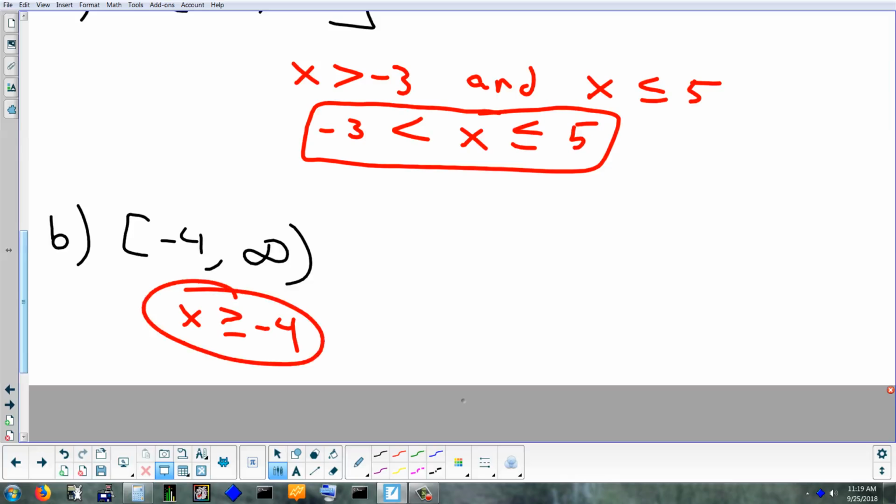That's it. Right? So the only time you have the conjunction is when it's a bounded interval. When it's unbounded, there's no conjunction. That's actually the simpler inequality. Okay.